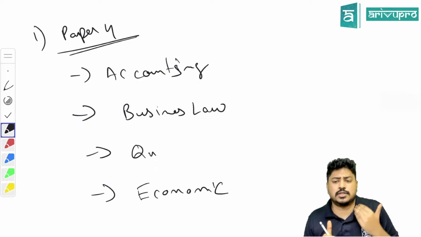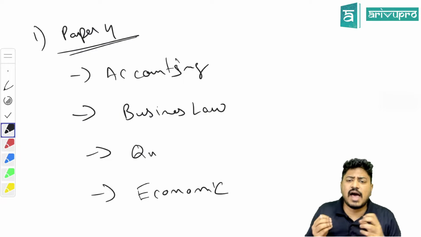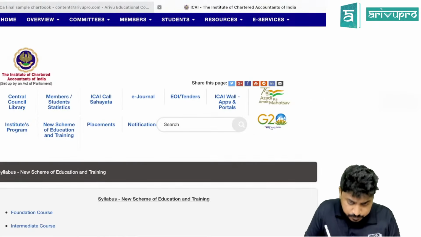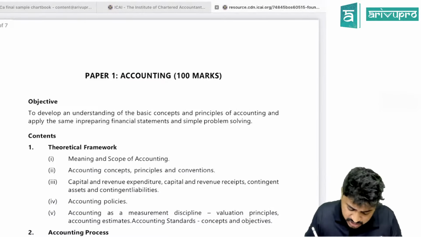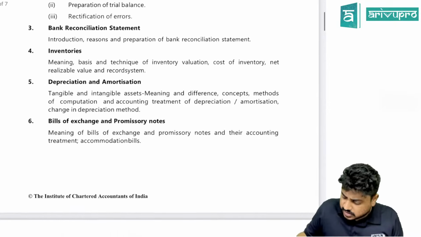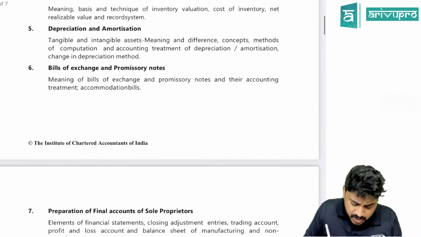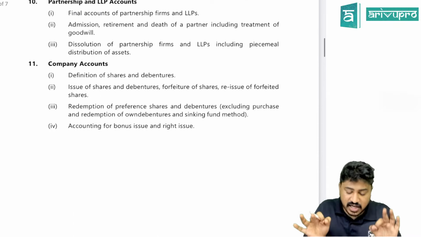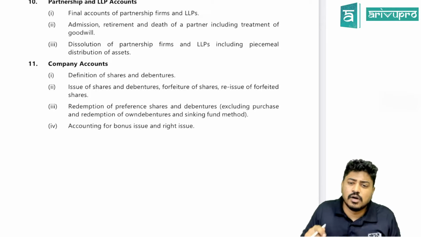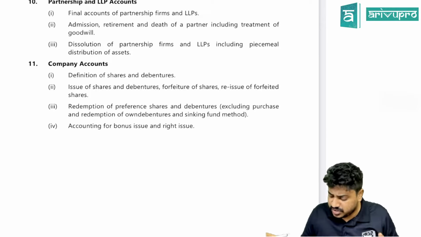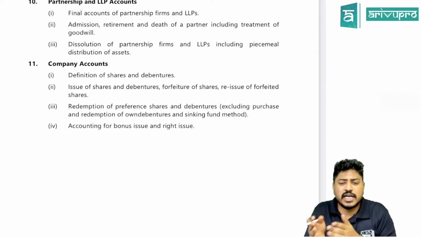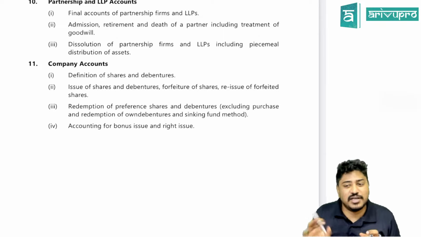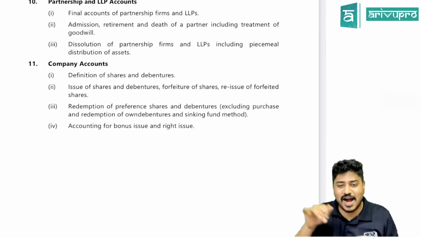Now, if you look into this, in Accounts, they have added a few chapters from CA Inter. Let us look into the CA Foundation syllabus. The first chapter, second chapter and all are same. Where is the change, if you ask me? If you come to chapter 11, Company Accounts, they have added redemption of preference shares, redemption of debentures, and accounting for bonus and right issue. This was in CA Inter. They have added it here.